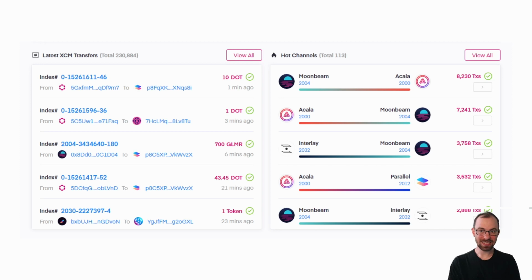So what I did is I went to Subscan and I took note of all the parachains. I figured out what the addresses of those accounts on Polkadot are. Every parachain has its own sovereign account on Polkadot. And by looking at the sovereign account and measuring when it gained DOT and when it lost DOT, I can measure when there is an inflow of DOT into that parachain and when there is an outflow of DOT from that parachain. And it gives us a little bit of a comparison.